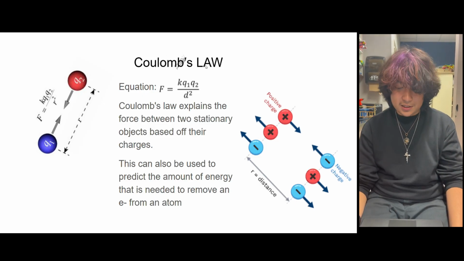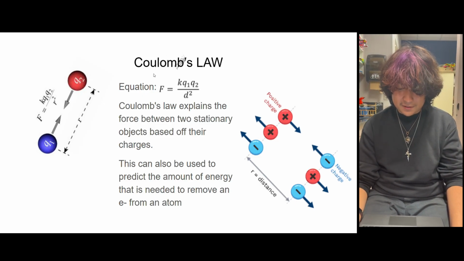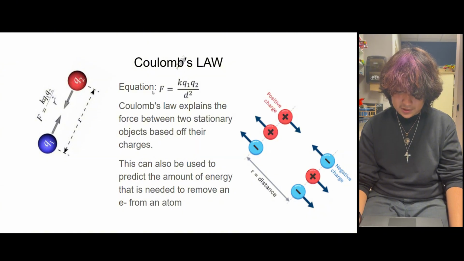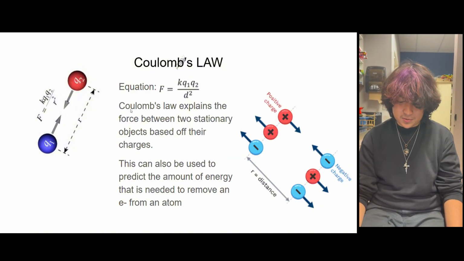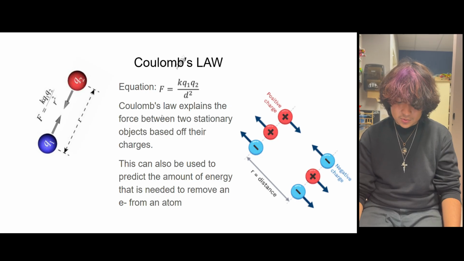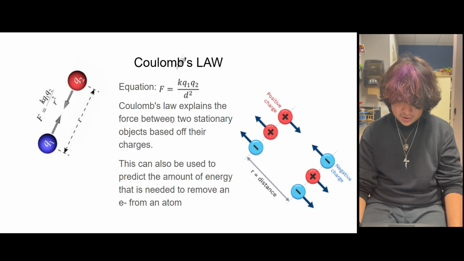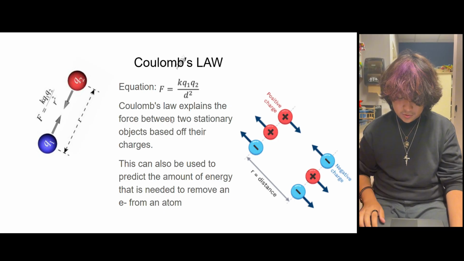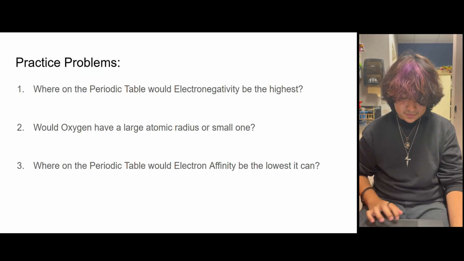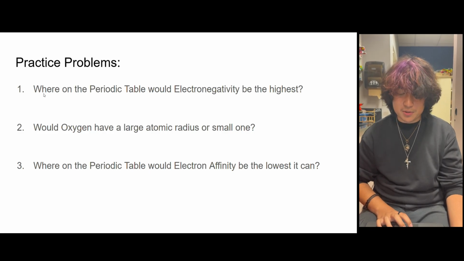Coulomb's law. The equation for Coulomb's law is F equals k Q1 Q2 divided by d squared. Coulomb's law explains the force between two stationary objects based off of their charges. This can also be used to predict the amount of energy that is needed to remove an electron from an atom. Now for the practice problems.